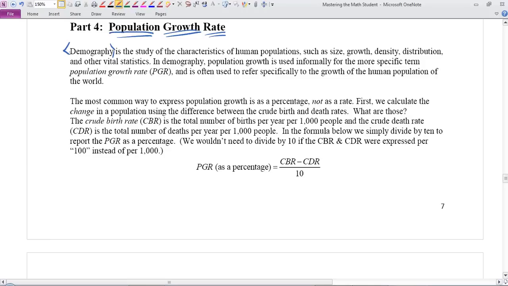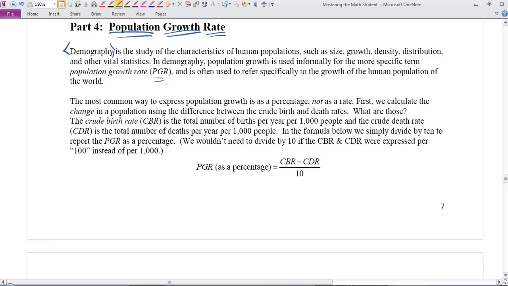In demography, population growth is used informally for the more specific term population growth rate, PGR, and is often used to refer specifically to the growth of a human population anywhere in the world. So the most common way for us to express this is as a percentage, not as a rate.